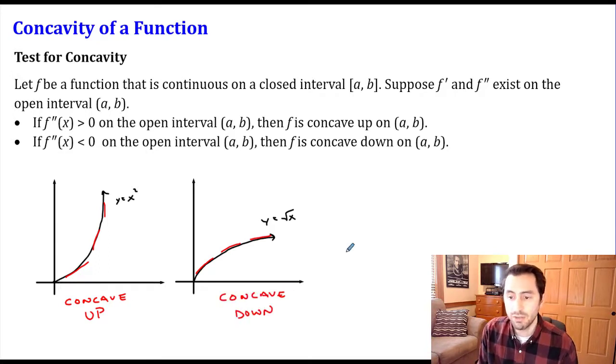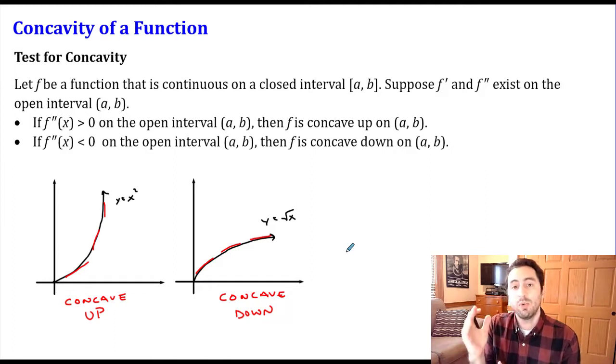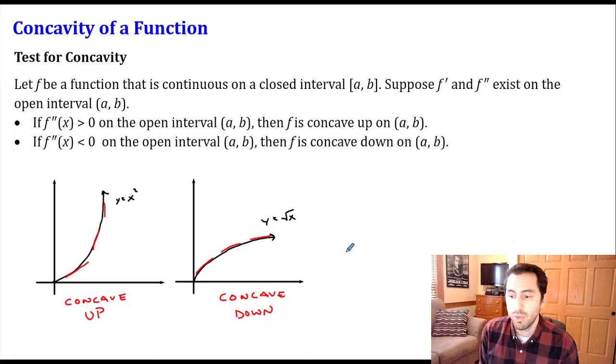And so in general, taking a look at their overall shapes, if my function is bending upwards, I say it's concave up. And if it's bending down, it's going to be concave down. All right, so now let's use the test in a specific example.